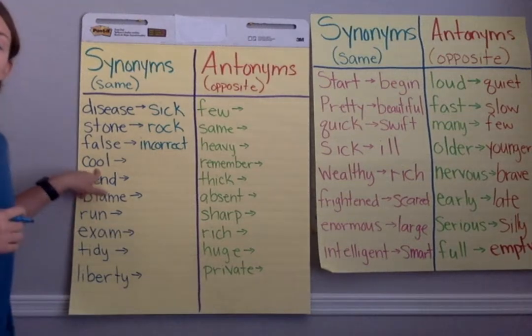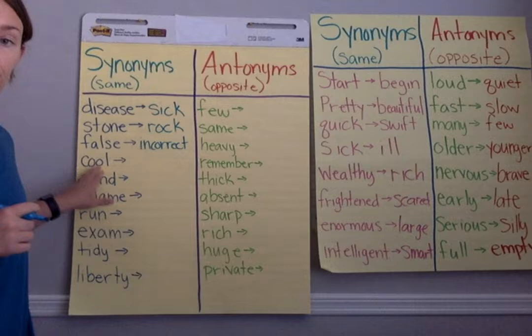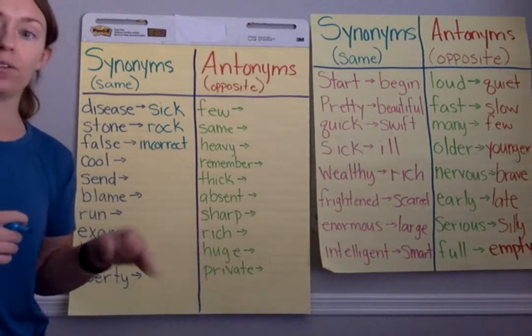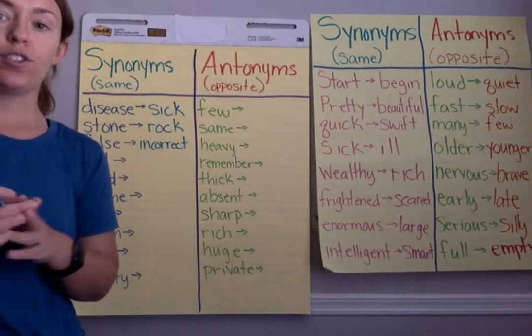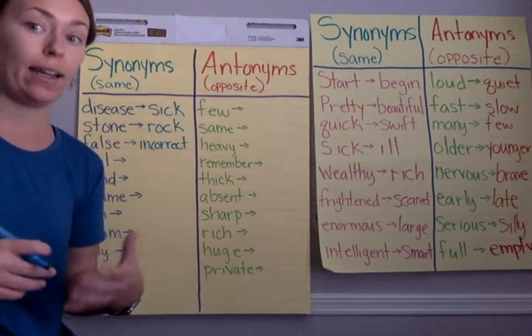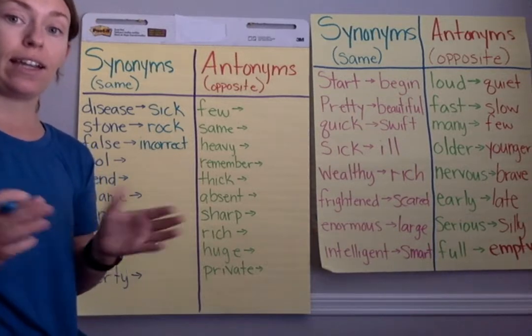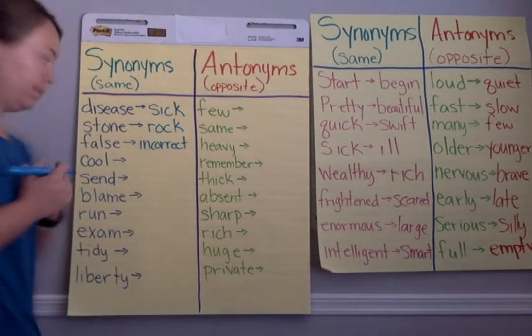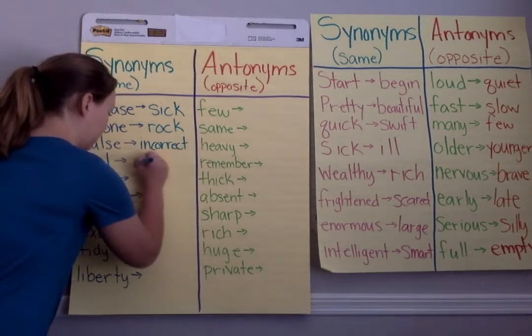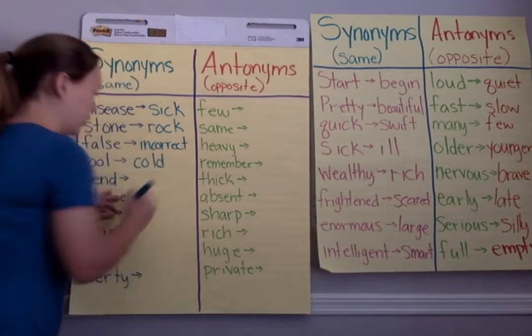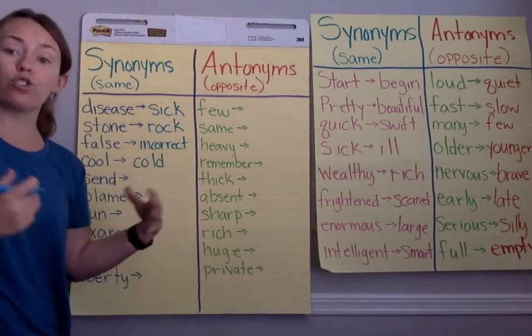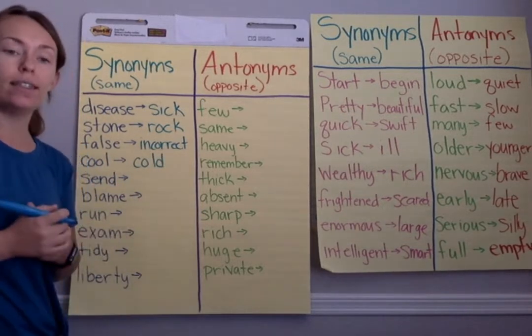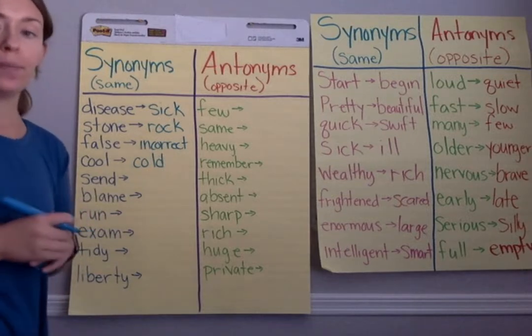Okay, now we've got this one, the word cool. This one is mainly talking about temperature, so cool. So if I were to say it's very cool outside, what's another word that could replace cool but still mean that it's cool outside? Cold. I could also say it's chilly or it's brisk, but we're going to stick with cold for right now.